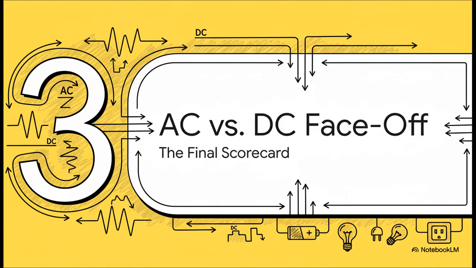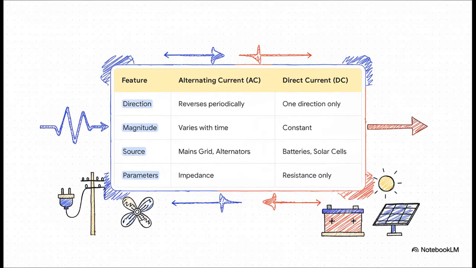So now that we've broken it all down, let's put these two types of current head-to-head for a final scorecard. This table really just lays it all out. You can see that core contrast, right? AC is dynamic. It's reversing direction, its magnitude is always varying, which makes it perfect for the grid. DC is constant and steady, which is why it's the undisputed king of batteries and solar cells. They each have their own job to do.